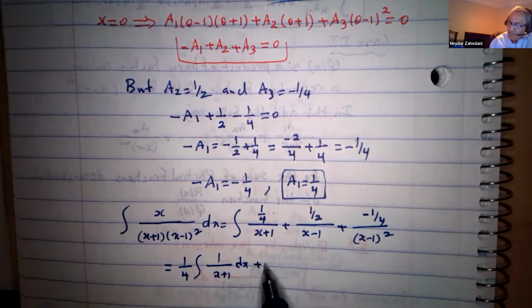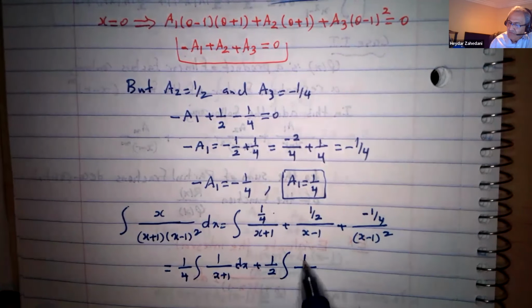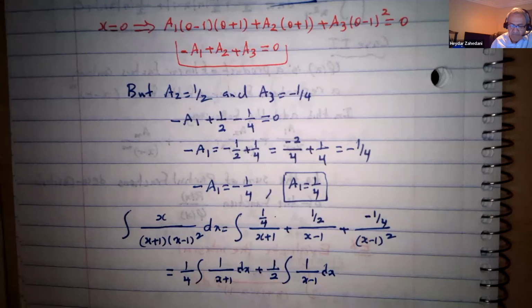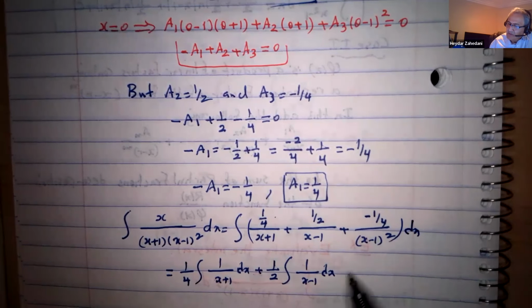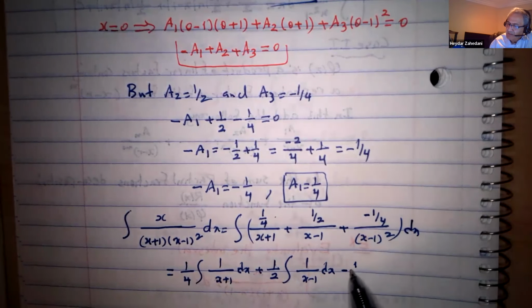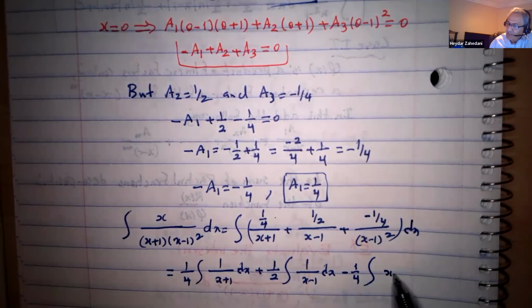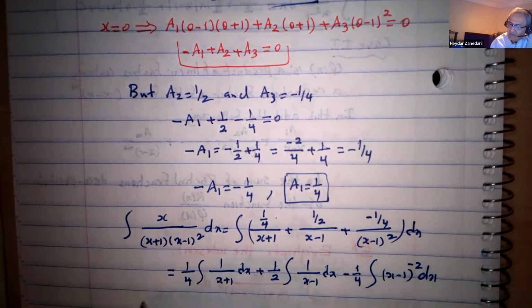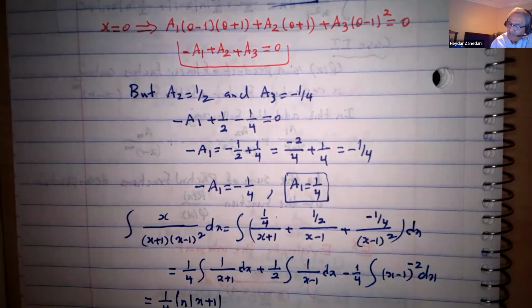The next one is going to be 1/2 integral of 1 over x minus 1 dx, which is going to be natural log. That last one, you see, you have to move it up. Sorry, this is dx. So you pull out the negative quarter, and you move this one up, x minus 1 to the negative 2 dx. So this would be a quarter ln of absolute value of x plus 1.